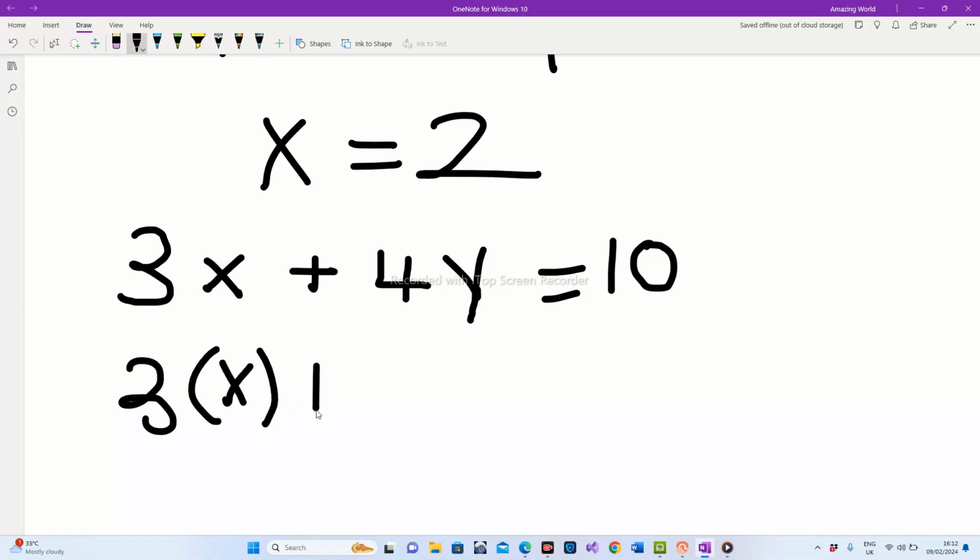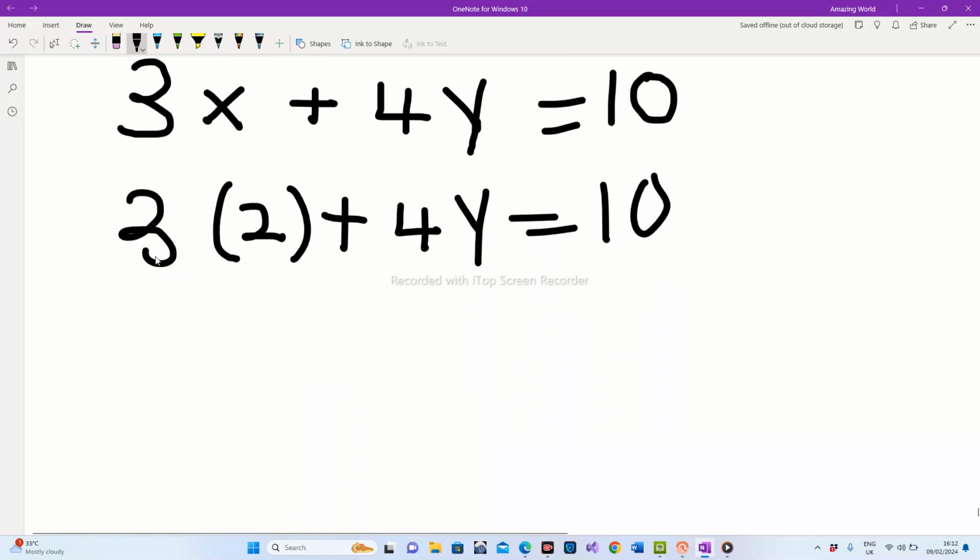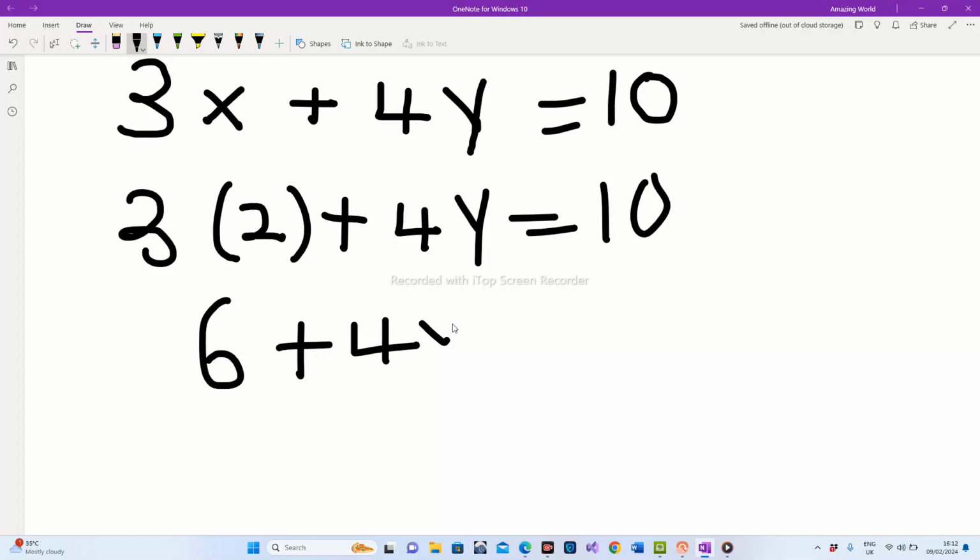3x plus, please pardon me, the x is 2, so let me just do it immediately. So I'm left with x equals 2, so that is this, plus 4y equals 10. Okay, 3 times 2 gives me 6, plus 4y equals 10. And we know what to do here.